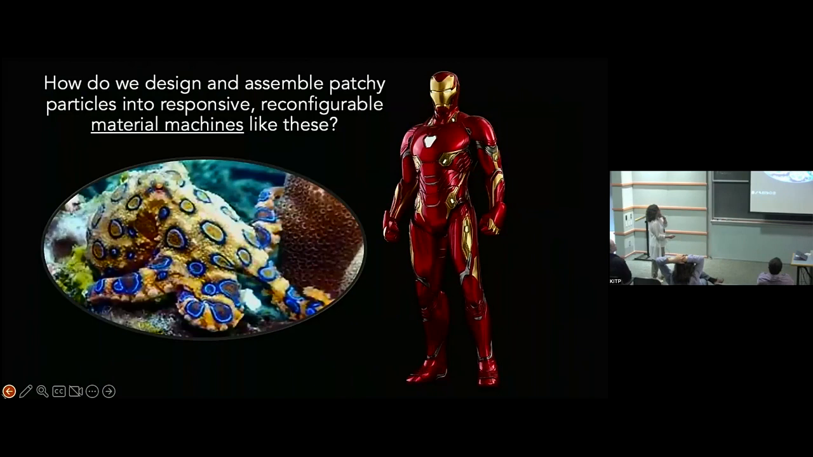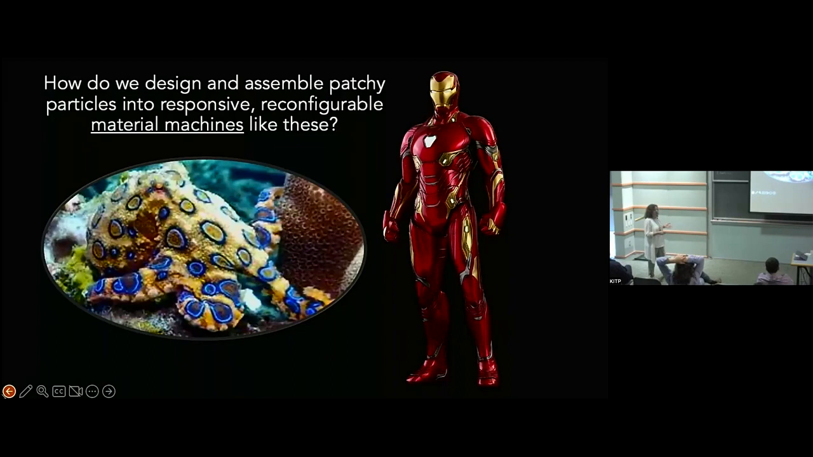Also, how do we get self-assembly into really reconfigurable materials? Are different kinds of patchy nanoparticles and colloidal particles going to get us to reconfigurable camouflage materials that respond to their environment, or this kind of reconfigurable Iron Man suit or something like that? Like, how do we get there?